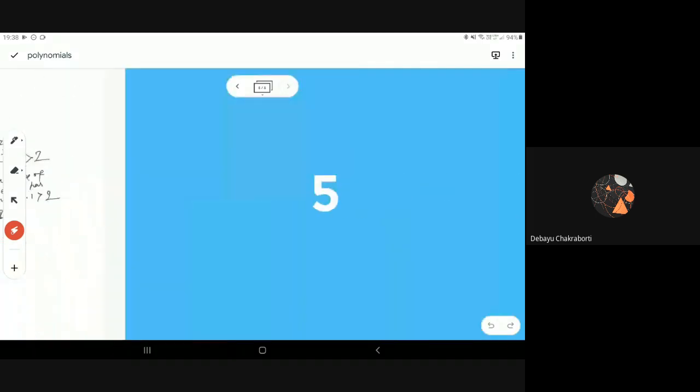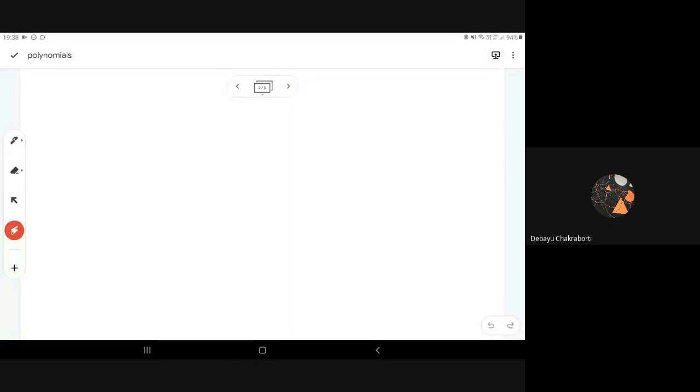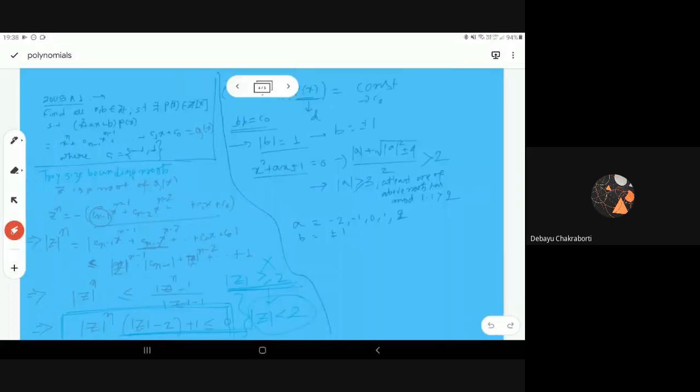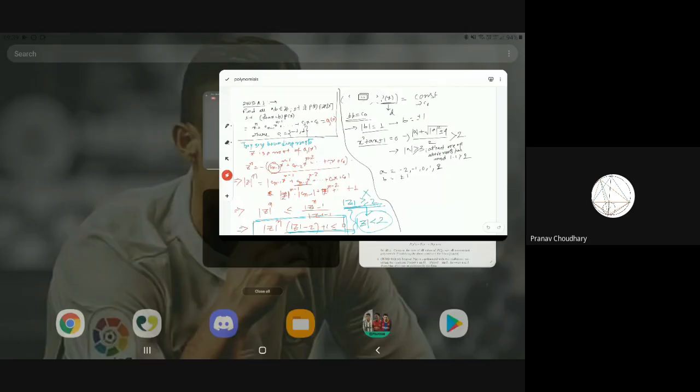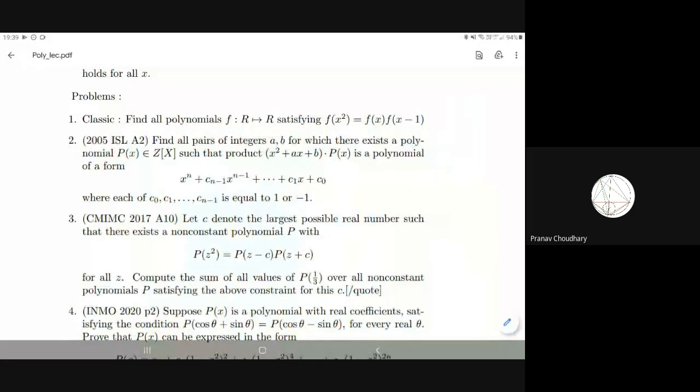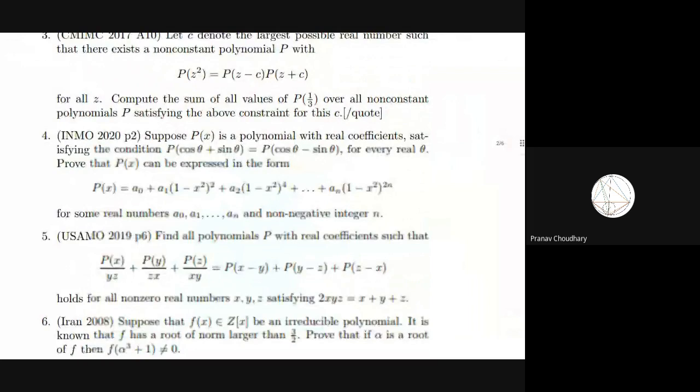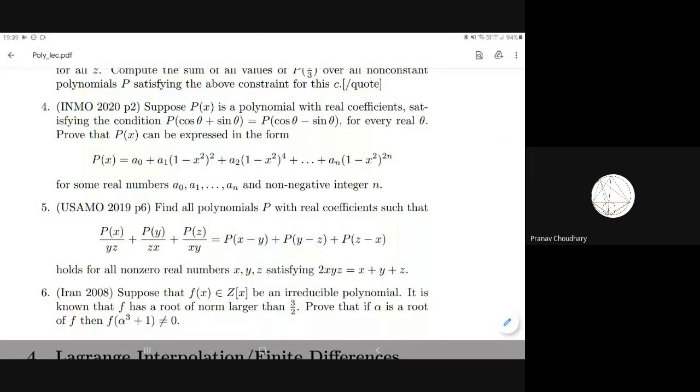Okay, we will move to the next example. Does anyone have any questions here? Anyone have any questions or doubts from this solution? No. All right. So the next problem we do is INMO 2020 problem 2.